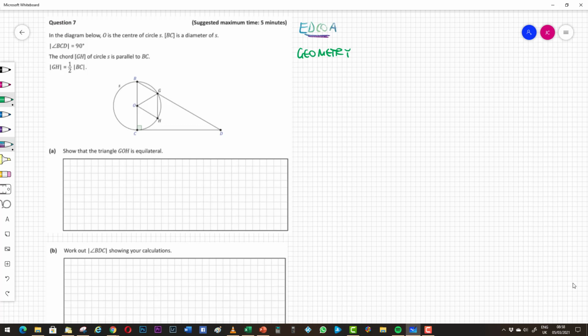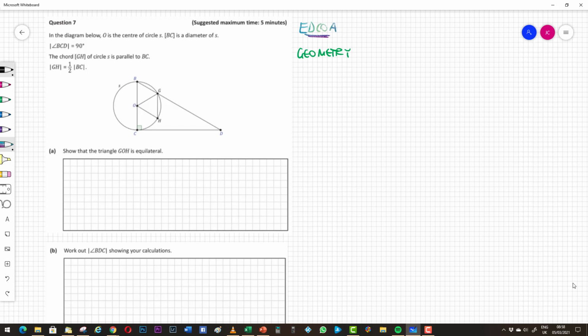So lots of information given to us in the question, and then we've been asked to show that triangle GOH is equilateral. So we can see this triangle here, GOH. We have to show it's equilateral. So how will we show it's equilateral? We have to prove that the three sides are the same. And when we're doing a proof like this in geometry, we have to write down the particular reasons.